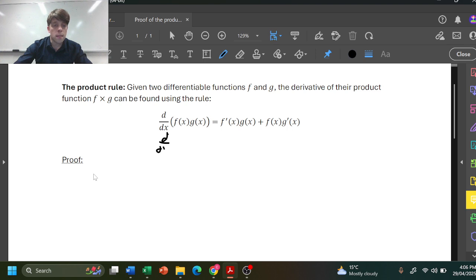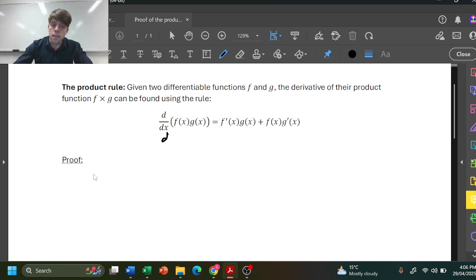We can also write this as d dx of uv, where u and v are both functions in terms of x, is equal to u times the derivative of v plus v times the derivative of u. These are two ways of writing the exact same thing.